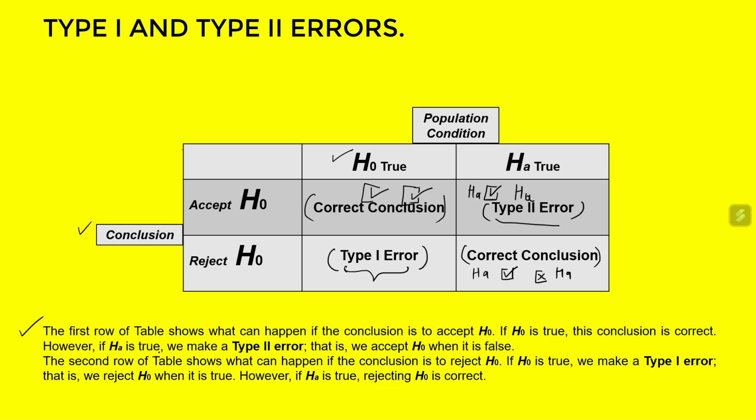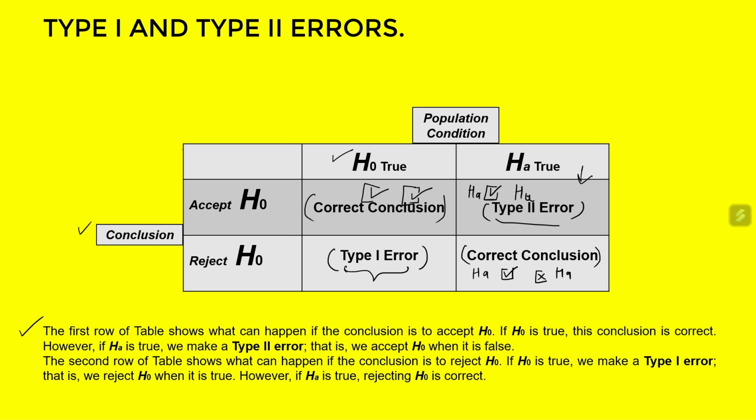However, if HA is true, we make a type 2 error. That is, we accept H0 when it is false. We accept H0 if HA is false, then it will not come under type 2 error. Why is it a type 2 error? Because we are stating that our HA is also true and we are accepting the null hypothesis.